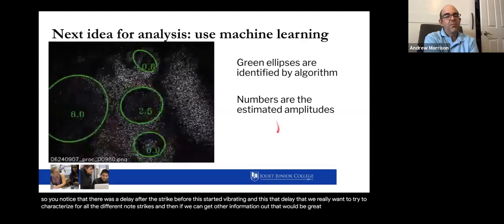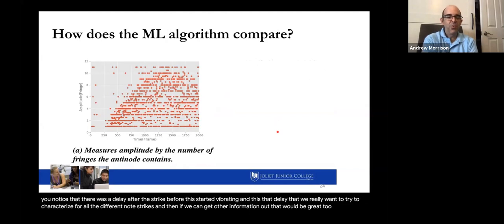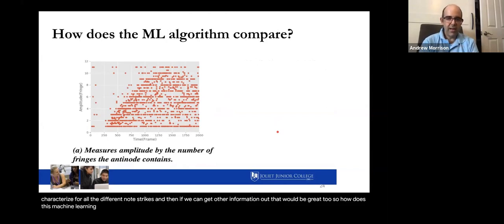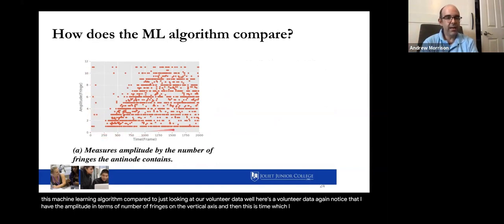So how does this machine learning algorithm compare to just looking at our volunteer data? Well, here's the volunteer data again. Notice that I have the amplitude in terms of number of fringes on the vertical axis. And then this is time, which I put in terms of frame number, which maybe not great.